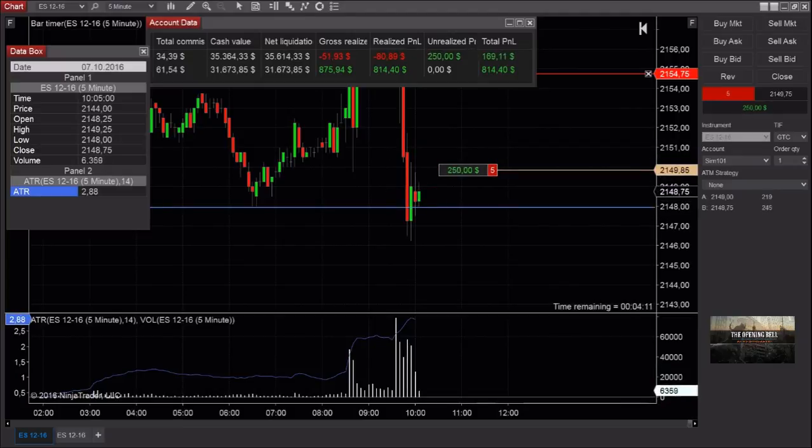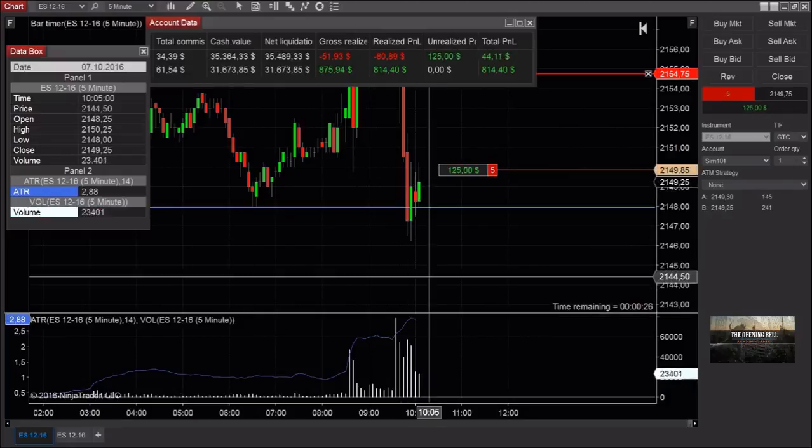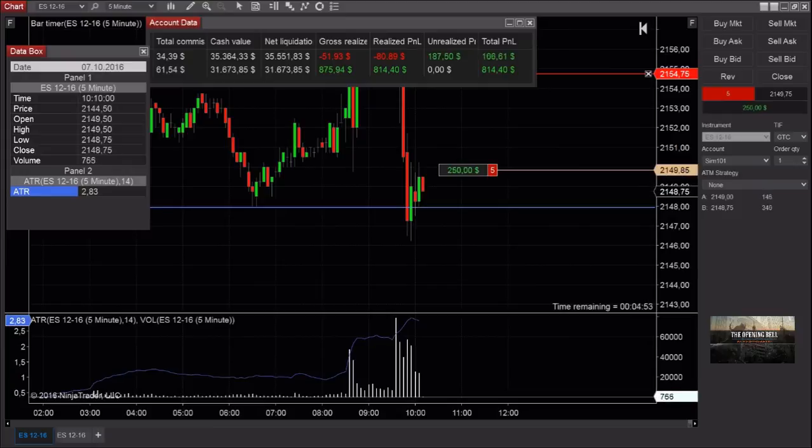So I believe on this day it was around 1.75, 2 points. So our profit target would be roughly 5 to 6 points. Okay, very straightforward. However, now we break back into range and we should be looking at liquidating our position. So this is an added strategy.